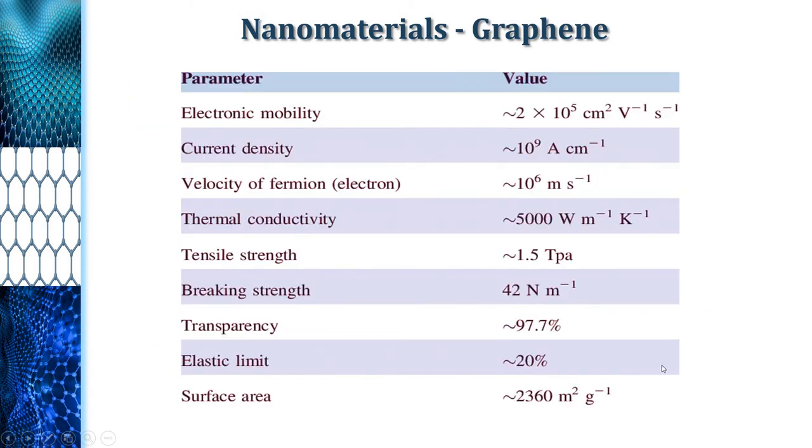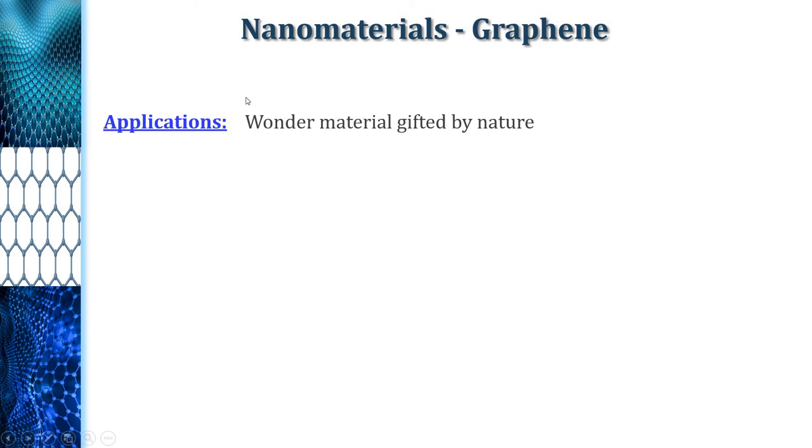These are some of the important characteristic features of graphene: very high electron mobility, high thermal conductivity, very high tensile strength, high optical clarity, that is, it is transparent in nature. At the same time, it is elastic in nature, with a high reactive surface area. So graphene can be called a wonder or magic material gifted by nature.